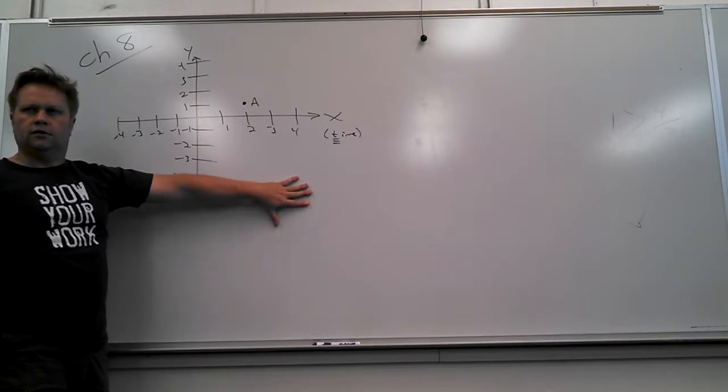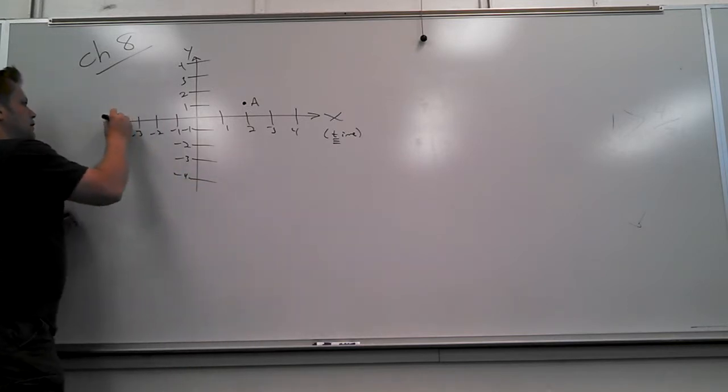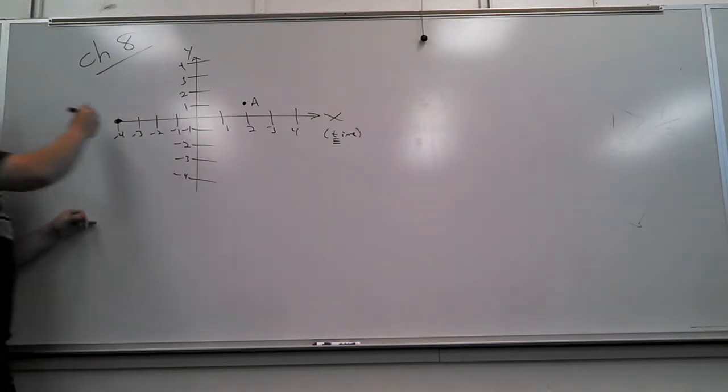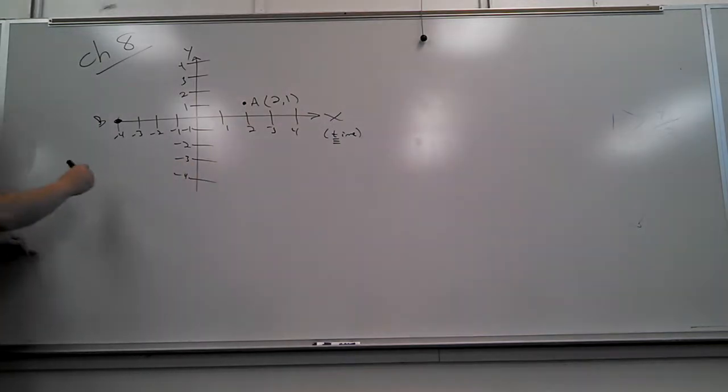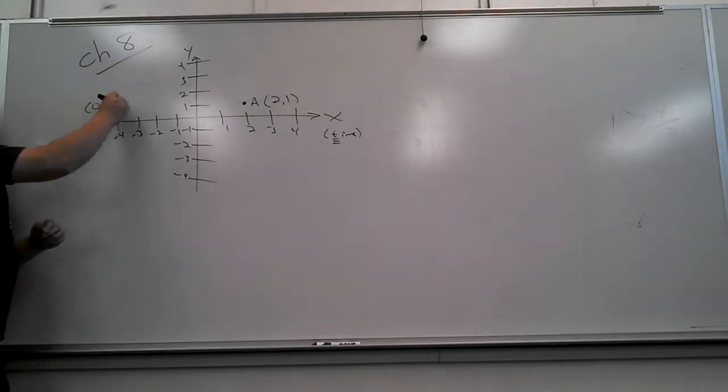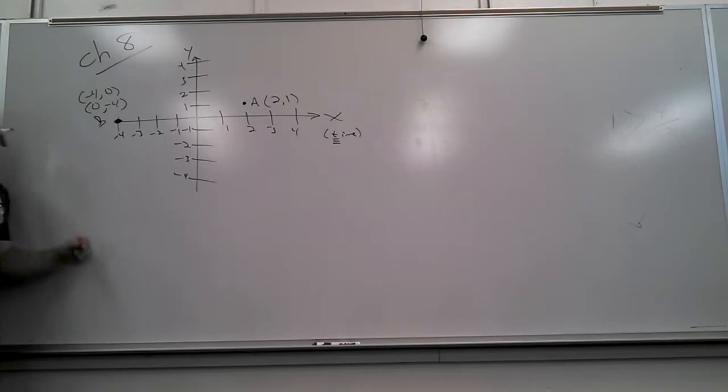Okay, so what about this point here? This was 2, 1. What's that again? I've got a couple of options here. Some people tell me 0, -4, and some people tell me it's -4, 0. It's the second one. The one on the top.